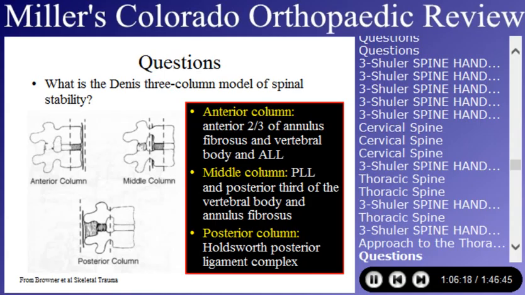Three-column spinal stability is covered in your lectures. Do not forget what comprises the columns, though. Okay? Anterior: two-thirds of annulus fibrosus, vertebral body. ALL is the anterior column. Middle column: PLL, posterior third of the vertebral body, and annulus fibrosus. And the posterior column is the Holdsworth posterior ligamentous complex.